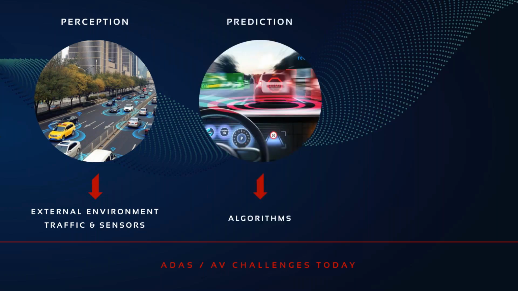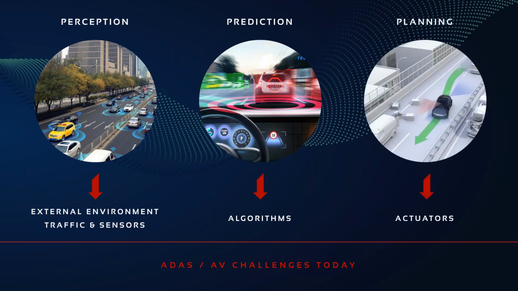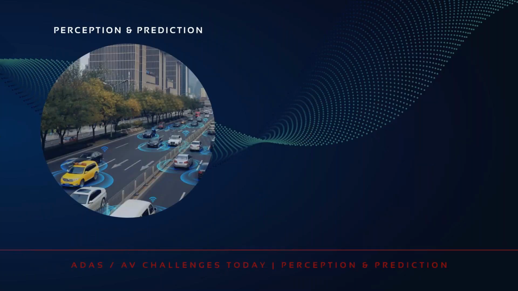Prediction. All information collected by the sensors must be combined, verified, and merged into inputs for the control algorithms. This is to predict the behavior of the autonomous vehicle or assisted vehicle. And finally, planning, where all outputs of the control algorithms are sent to the vehicle actuators, such as steering wheel, throttle, brake, and others, to safely drive the car through the predefined mission.